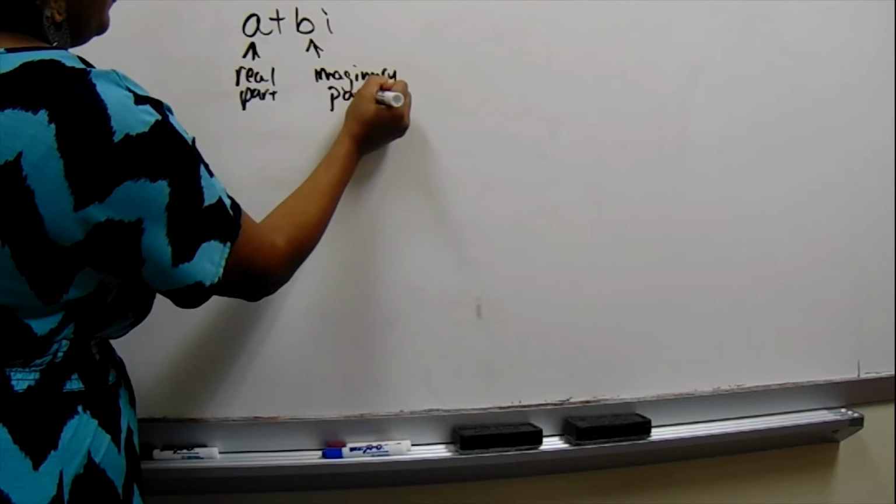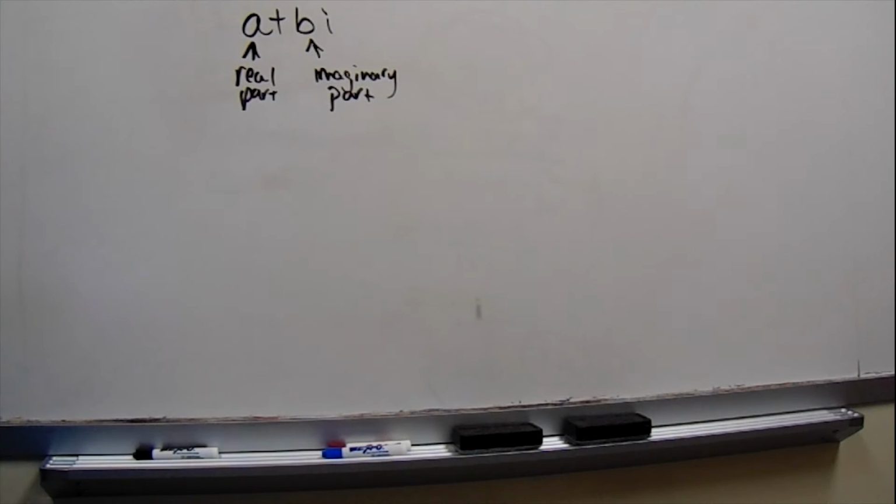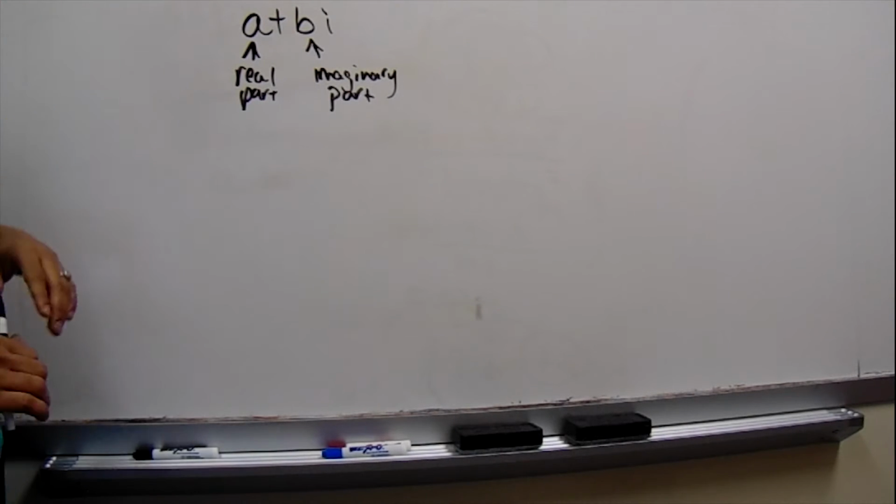And again, b is called the imaginary part because it's the part that's connected to the i, which is the imaginary number. Now, a and b are both real numbers, okay? So this is the form of a complex number.